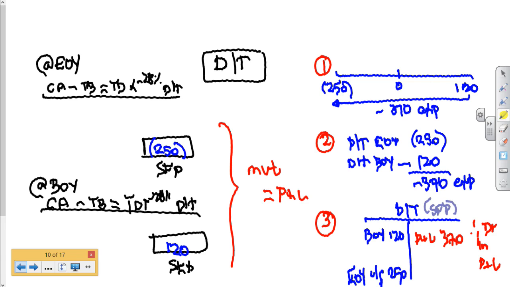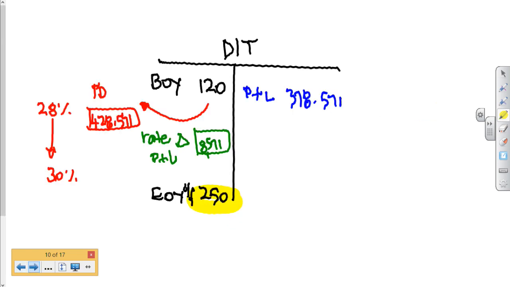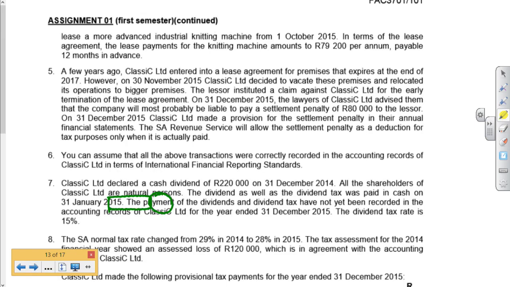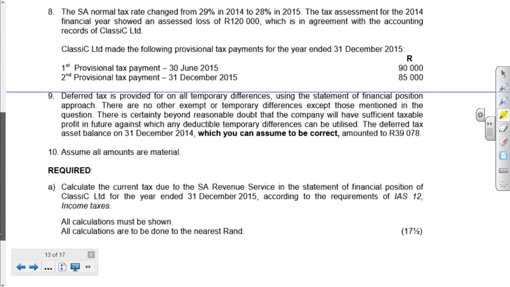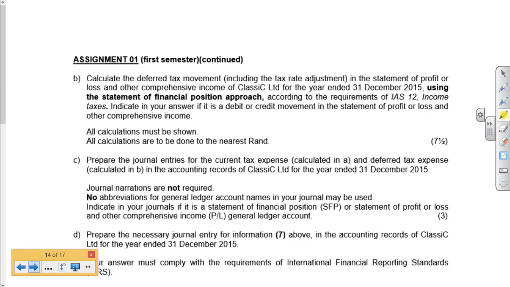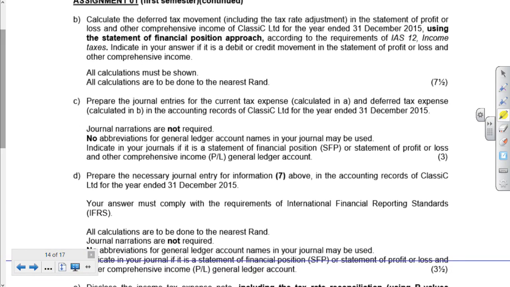Okay. All right. So last week we started with this assignment. This week we're going to come back, and if we look at what we did last week, we did required A, which was the current tax. And in fact, I think, yeah, we did do that. I have it on the board. This week what we're going to do is we're going to do required B and C.